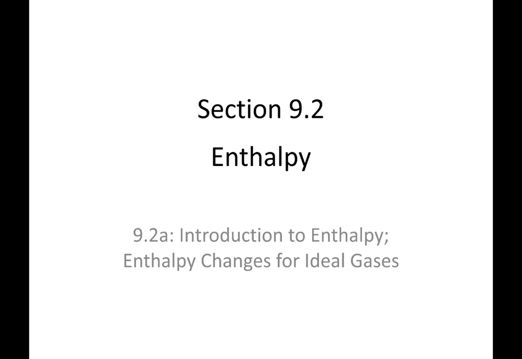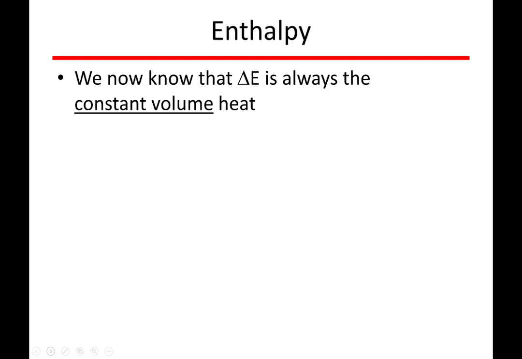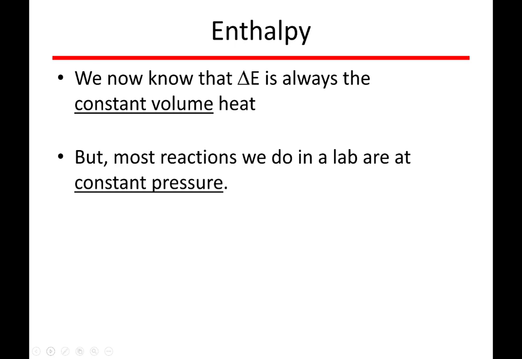Let's now talk about another state function called enthalpy. Having gone through the last few videos in the previous section, we've discussed in great detail that delta E is always going to be the constant volume heat, regardless of whether a process actually occurs at constant volume or not. The problem is that the vast majority of things that we do as chemists do not occur at constant volume, but rather the vast majority of chemical reactions we do in a lab are done at a constant pressure.